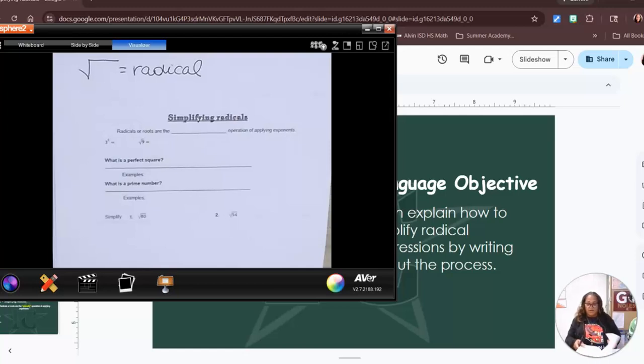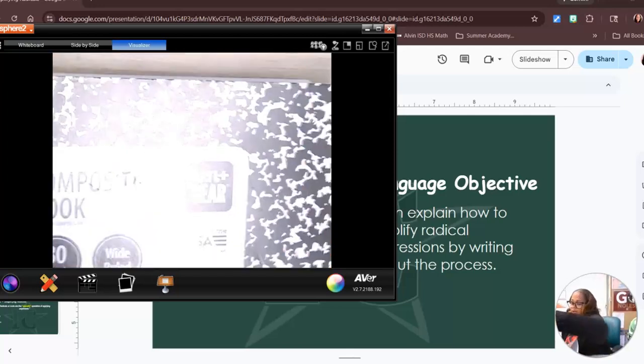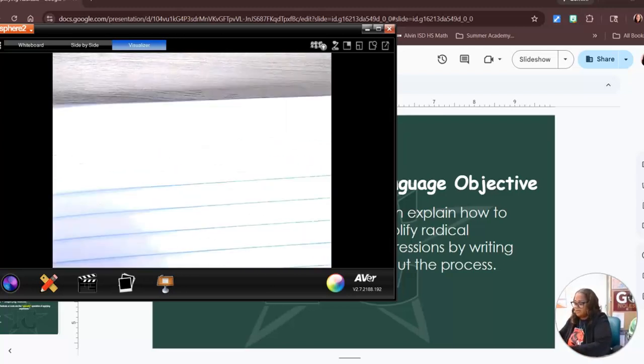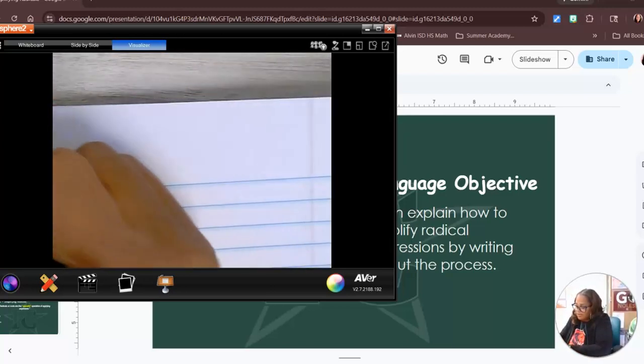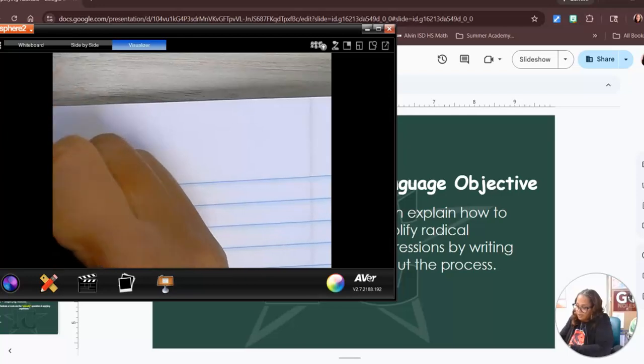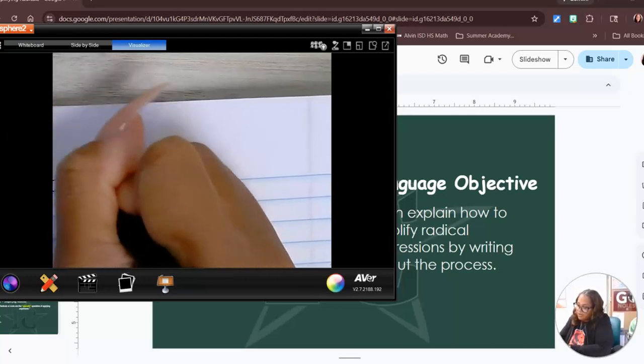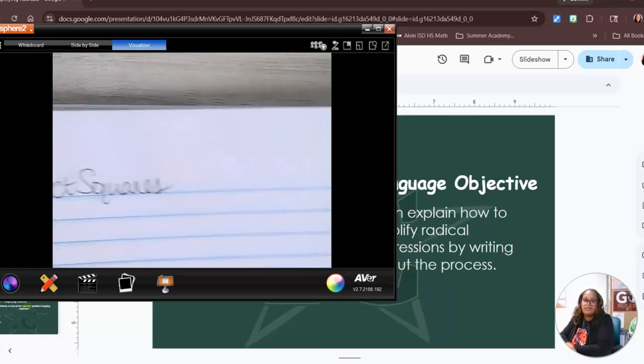Also, you need your calculator open so that we can write down some perfect squares, because that is important. Perfect squares. Your notebook, yes.